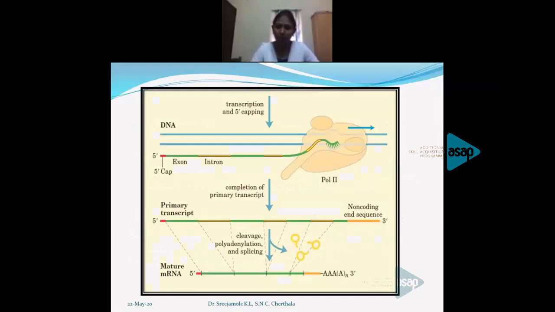Then this is the process that is happening during this RNA processing. Here we can see this is the DNA, and this is the polymerase enzyme, and that transcribes the mRNA.